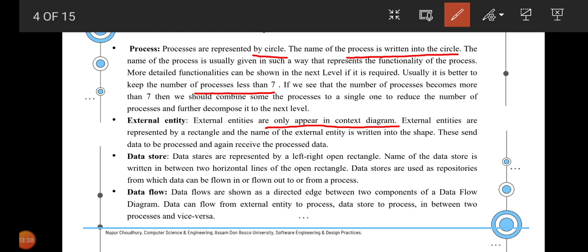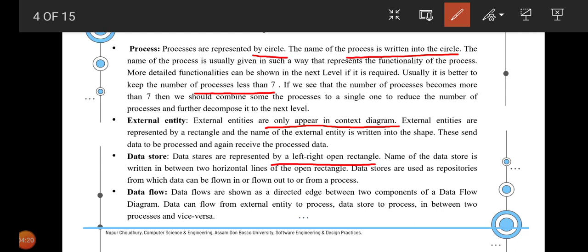So next is the data store. They are represented by a left-right open rectangle or parallel lines. The name of the data store is written in between two horizontal lines of the open rectangle. Data stores are used as repositories from which the data can flow in or out to or from a process. So basically these data stores are logical file systems like a database or a file where you can store your information, and it will also represent from where the data has been stored and to which other process the data would be sent out.